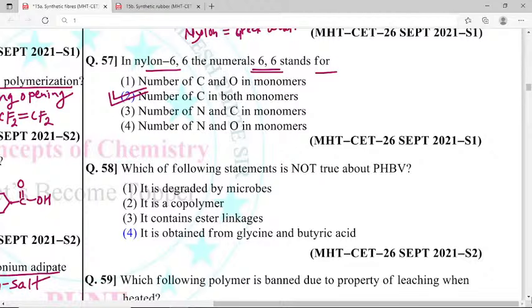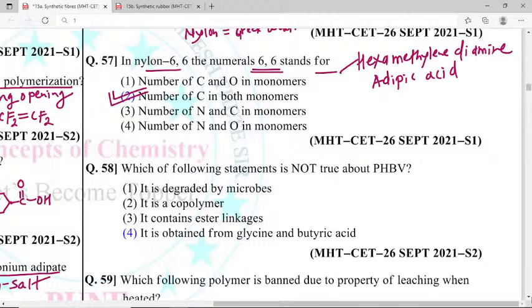Hexamethylene diamine and adipic acid. Both contain 6 carbon atoms, so it is called nylon 6,6.